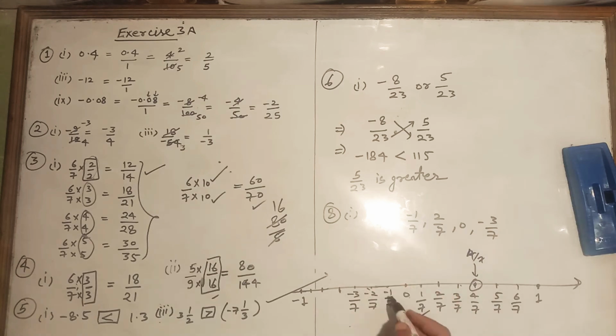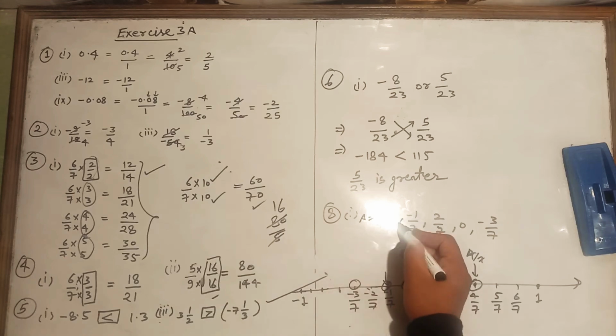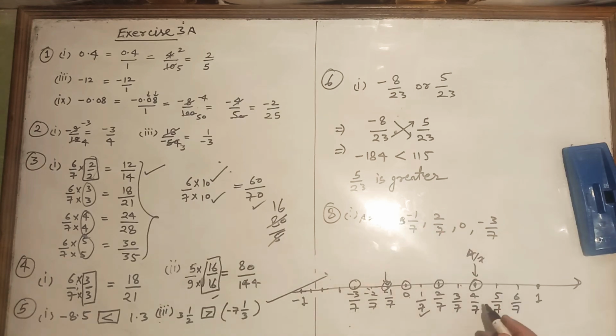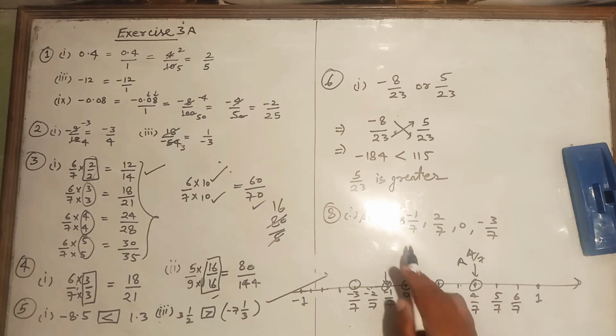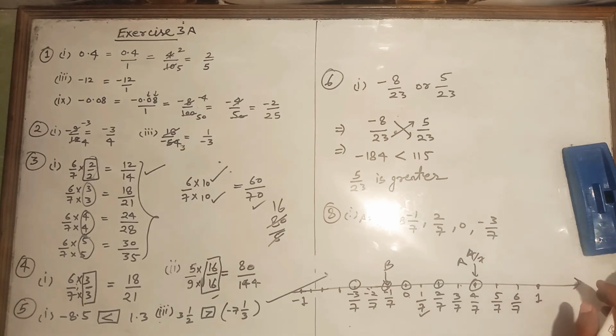Minus 1 upon 7, where will it be? This one is minus 1 upon 7. Next 2 upon 7, this one is 2 upon 7. And 0 will be here, minus 3 upon 7, this one will be. Or you can write points A, B and show them here, A as 4 upon 7, B as minus 1 upon 7, like this also you can do. Same way you will do the second part also.